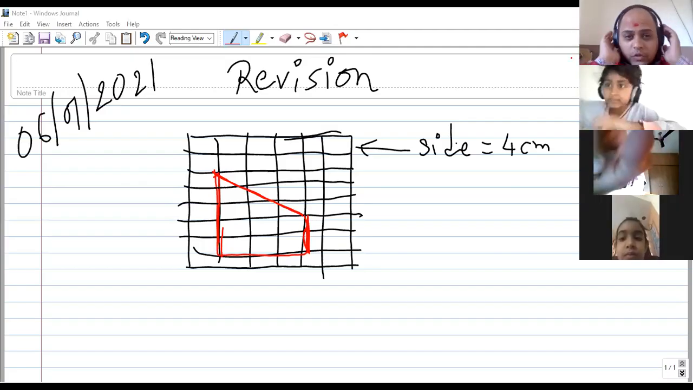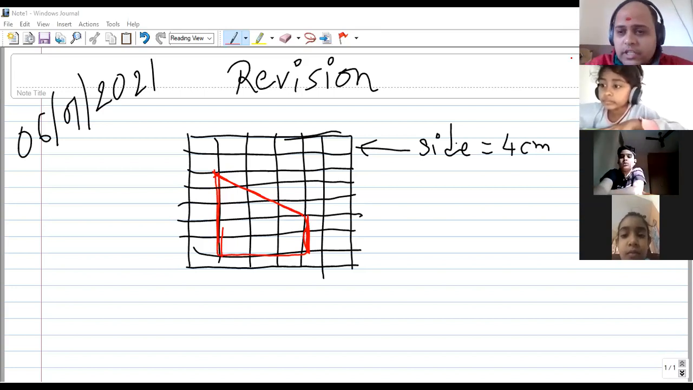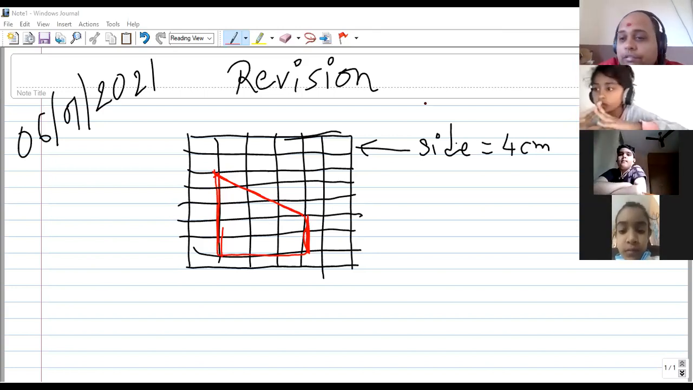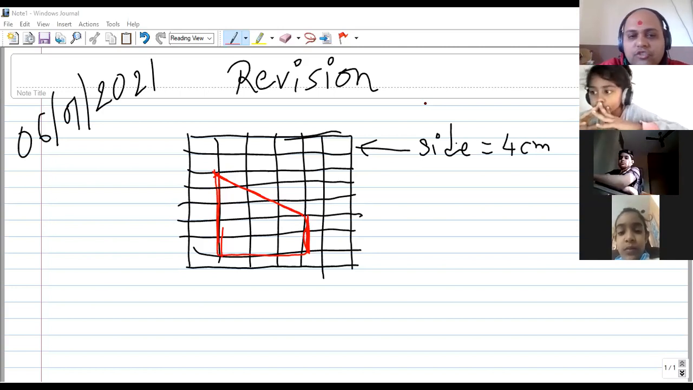Yes. So here's the question, students. You can see the shape on the screen, right? Each square has a side of 4 centimeters. You have to find the area. How will you find it? That is the question, right? How to find the area of this shape?